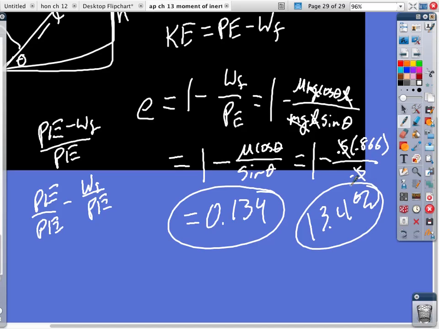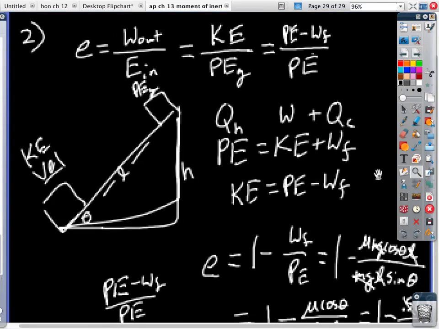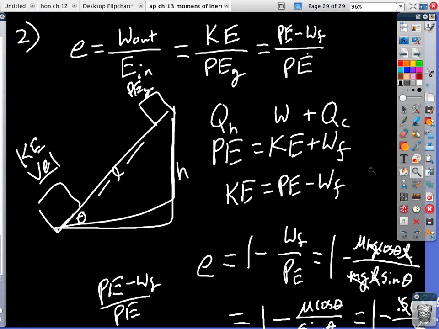Okay, so once again, just to review, what we're doing here is we're saying efficiency is what you get out over what you put in. What did we get out? We got kinetic energy in the block. What did we put in? We put in potential energy of gravity. So now after we know that, the rest of it is just algebra. Because then we're saying PE minus WF is equal to KE. So then I put that over this, and from that I get 1 minus WF over PE, plug everything in, and get my answer of 0.134, or 13.4%. All right, we move on.